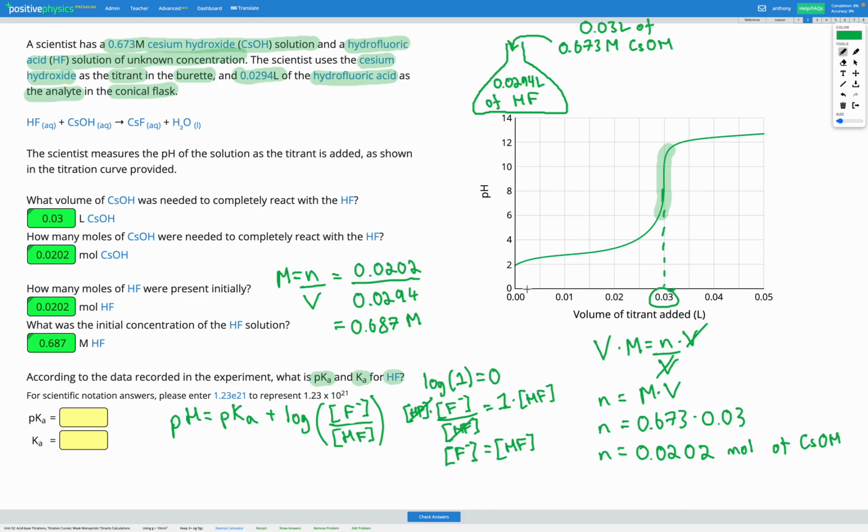A very small amount of that dissociates to give F minus, but mostly we just have HF to start with. When we get to our equivalence point, all the HF has reacted to form F minus. So halfway between that, which will be this point on the graph here at 0.015, that is the moment where half of our HF has reacted to form F minus, and the rest of it is still as HF. So we've got an equal concentration of HF and F minus.